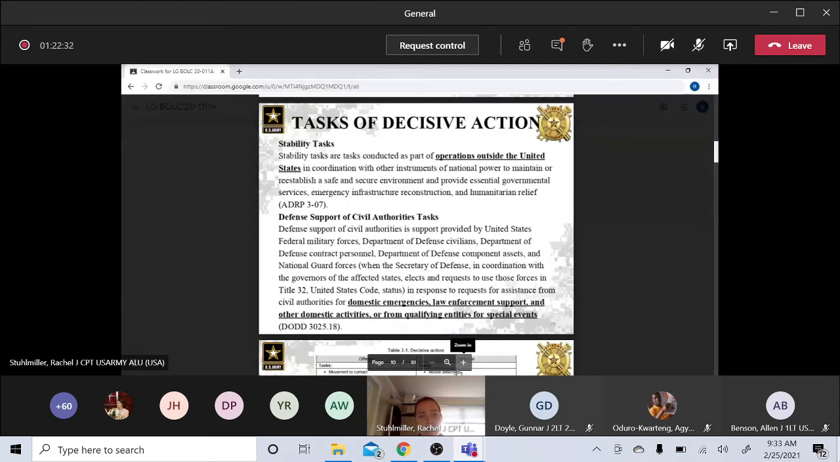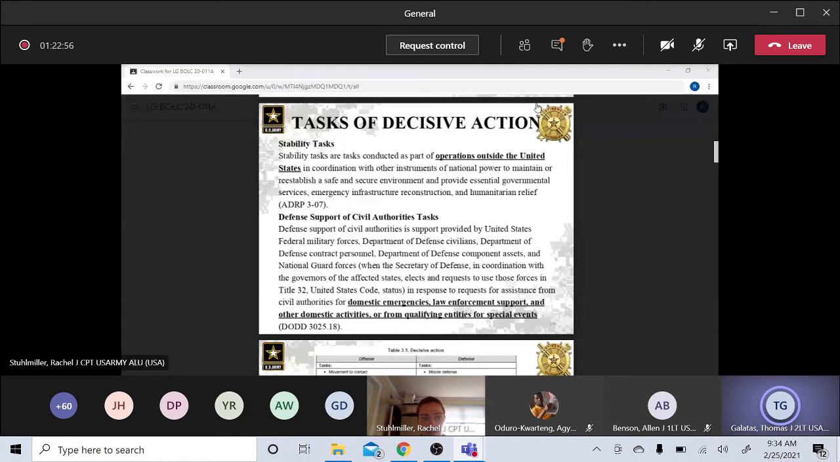So these stability tasks, what are they designed to do? They are designed to reestablish a safe and secure environment and provide essential government services. Who can give me an example of a stability task, such as emergency infrastructure reconstruction and humanitarian relief? Ma'am, Lieutenant Gladys here. I was just going to mention building schools in Iraq, Afghanistan, etc.